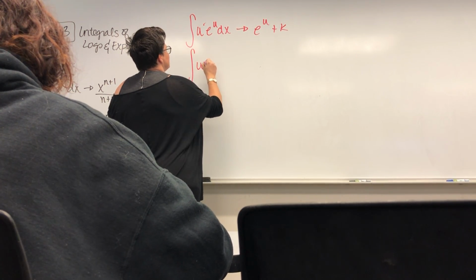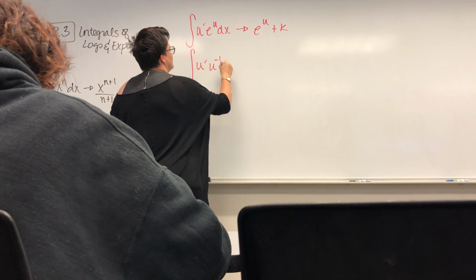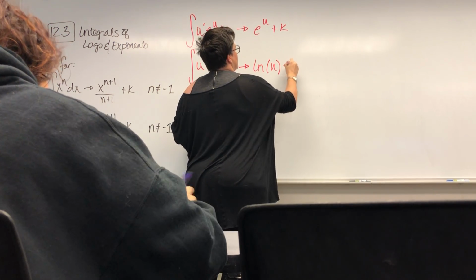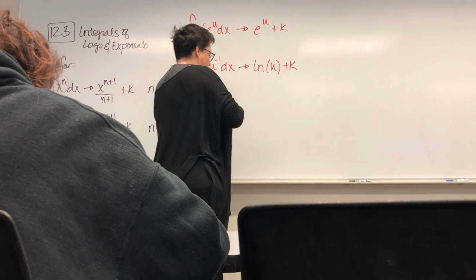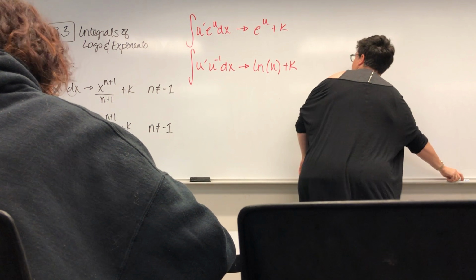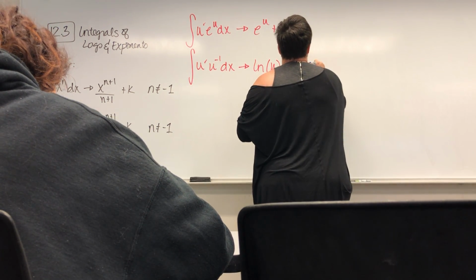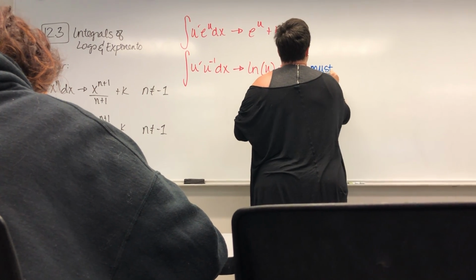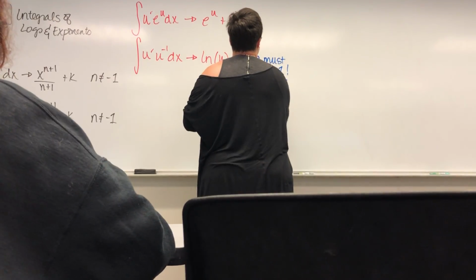And the last one is the integral of u prime u to the -1 with respect to x, which becomes the natural log of u plus k. And in this one, the n must be -1. It must be.